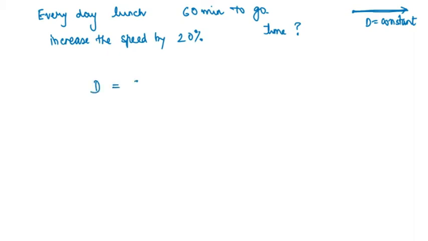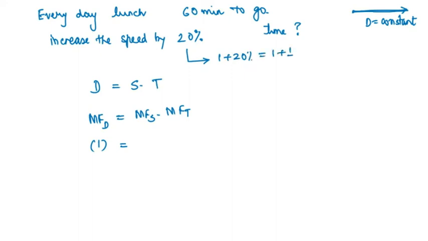Distance is equal to speed into time. The multiplying factor of distance is equal to the multiplying factor of speed into the multiplying factor of time. What is the multiplying factor of distance? 1. What is the multiplying factor of speed? Speed increases by 20%, so 1 plus 20%, which is nothing but 1 plus 1 by 5. That is nothing but 6 by 5. So the multiplying factor is 6 by 5.